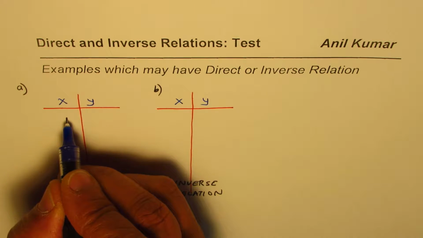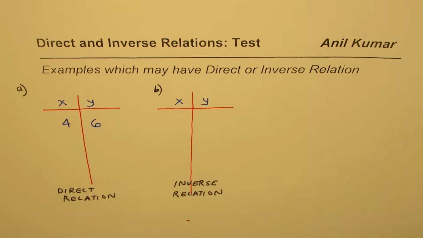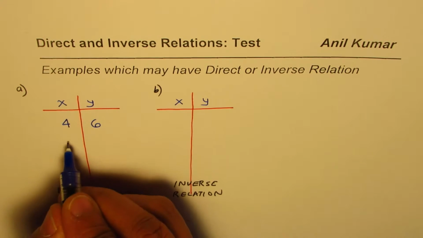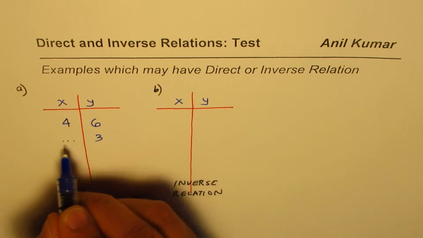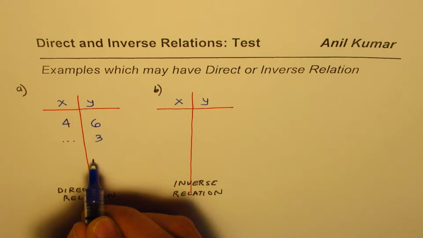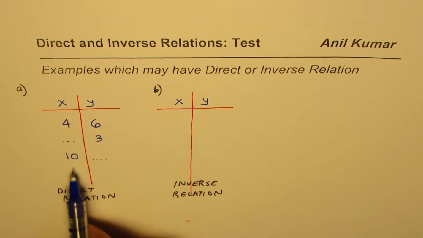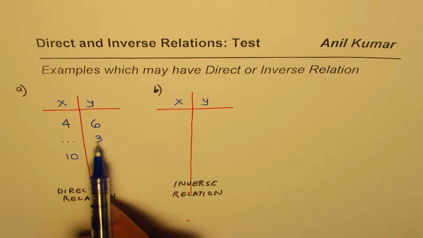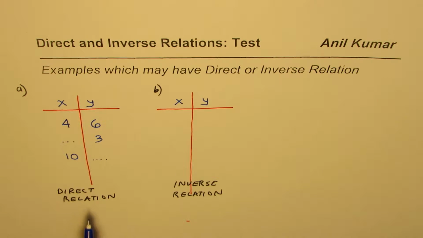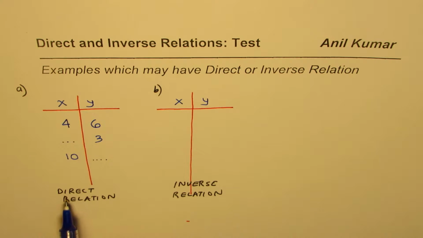So let's begin with 4 and 6. We have 4 and 6 as one set of values, right? So you need to fill up this place. If I say this value is 3, what should that value be? And what should this value be if I say this value is 10? So for the given x values, you have to find the y value. For the given y value, you have to find the x value, so that the relation represented by these is a direct relation. I hope the question is clear, right? Okay.